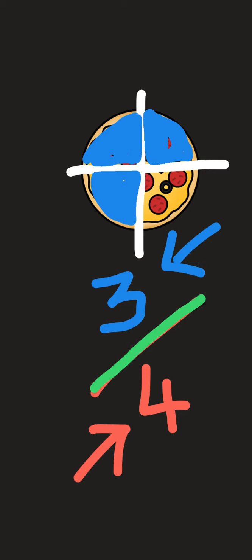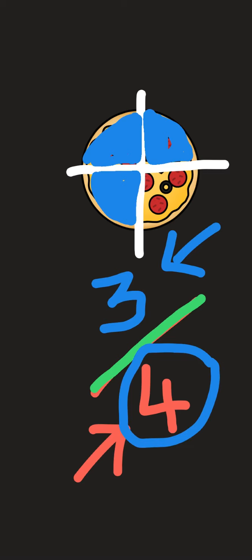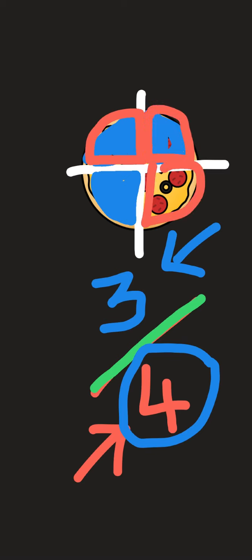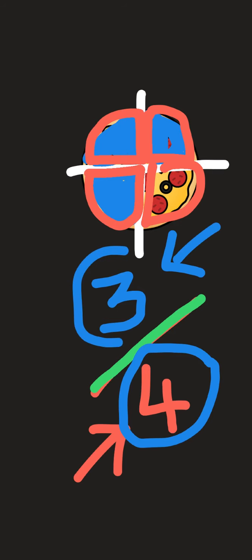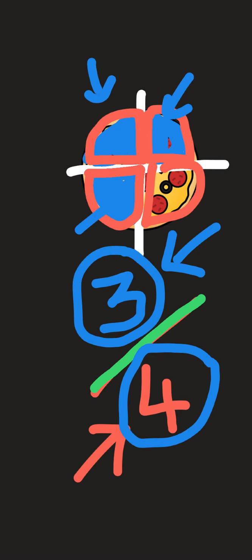Our denominator is the bottom number, which tells us how many parts the whole has been split into. 1, 2, 3, 4. And our numerator is the number at the top, which tells us how many pieces we've got. 1, 2, 3.